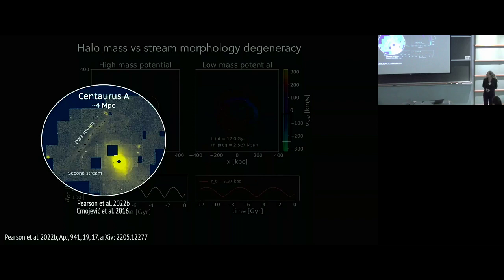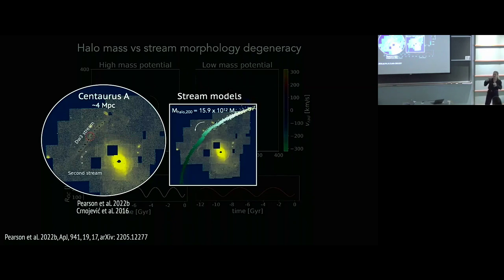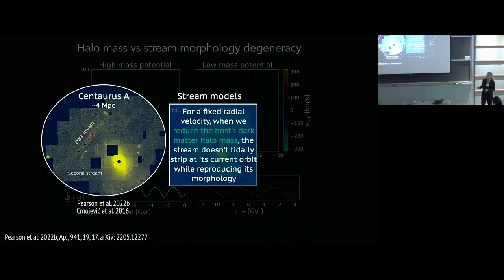Okay, so in a paper a few years ago, we looked at the Centaurus A galaxy, which is about 4 megaparsecs away, and saw that it has this beautiful stream data around its stellar halo. Interestingly, there's a nuclear star cluster at the very center of this stream, so it's one of those cases that has a progenitor with a radial velocity measurement. So we used that to play this game of how massive your halo needs to be to still reproduce this stream with that radial velocity. Then you can step down and see that at a certain mass, this whole thing breaks down. You simply can't reproduce the morphology of the stream given that radial velocity measurement.